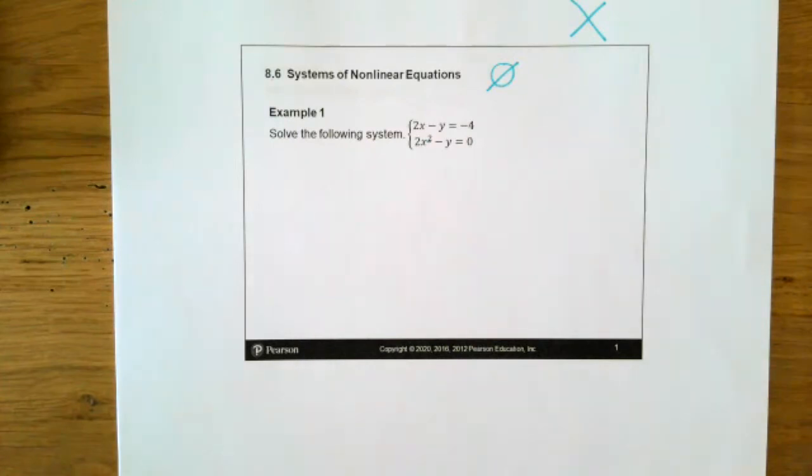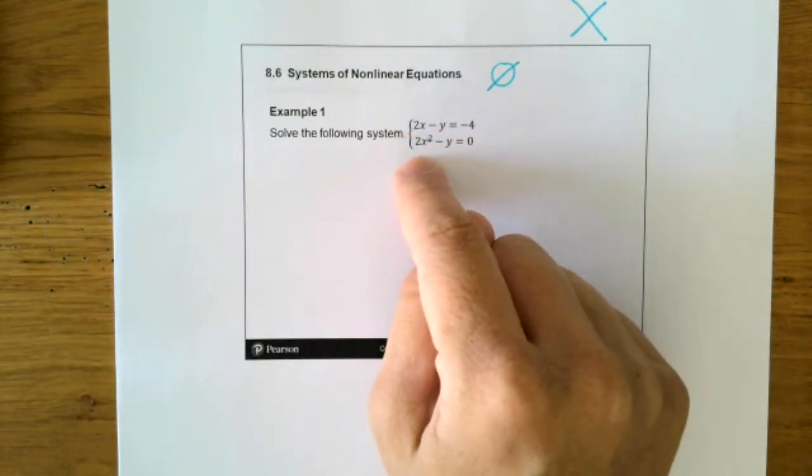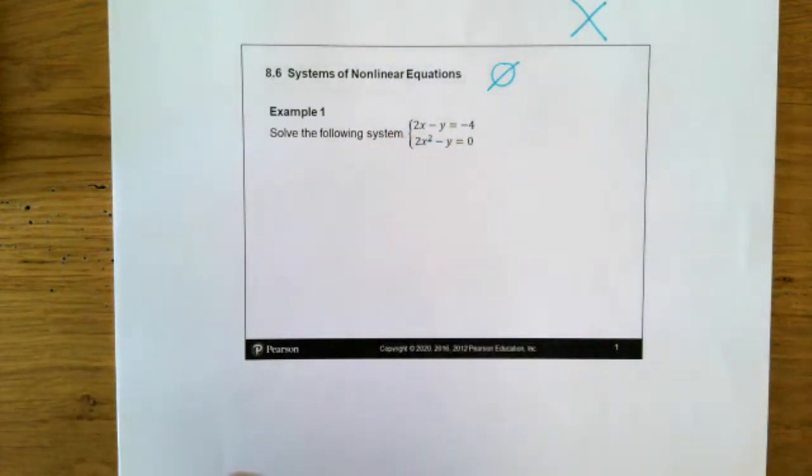You have to look a little bit more closely at the terms because it's not as easy to spot like terms. You see how the 2x and then this is 2x squared. Those are not actually like terms. Those are just different. Yeah, so we still use the elimination method and we're just going to find out where the graphs might cross.